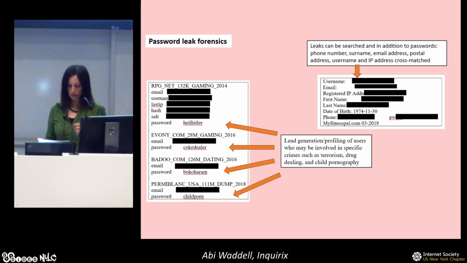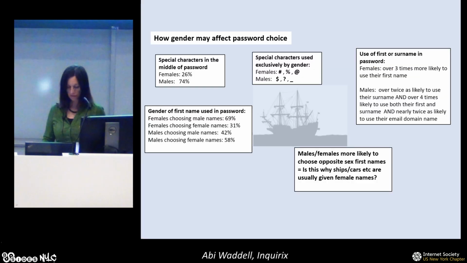You can search under usernames and IP addresses and other information, which can basically allow lead generation searches of potential suspects in criminal matters. So in this example, the account user list revealed hundreds of users globally who had chosen passwords which pointed to a very high likelihood of their involvement in specific crimes such as terrorism, drug dealing, and child pornography.